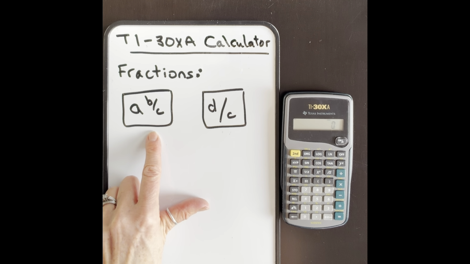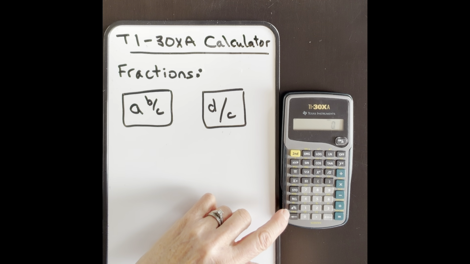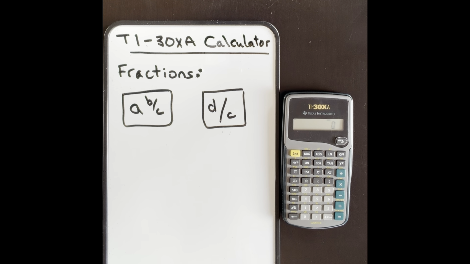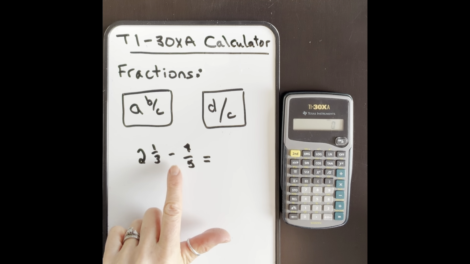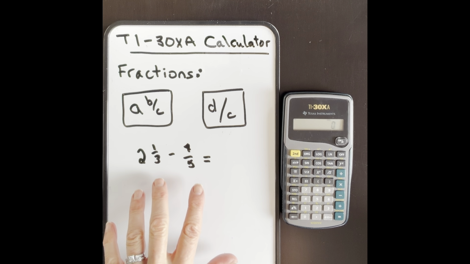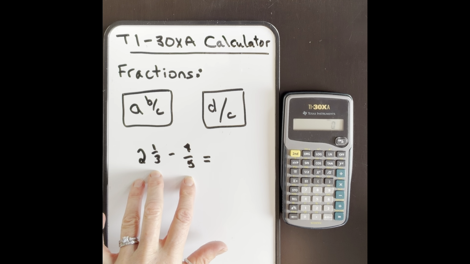We're going to start off with this function here, ABC, which you can find on the left, second from the bottom. And we're going to use that function whenever we're doing any operations with fractions. So let's do an example. If I have 2 1/3 and I want to subtract 4/5, I can put those in as fractions and I'll get my answer as a fraction.